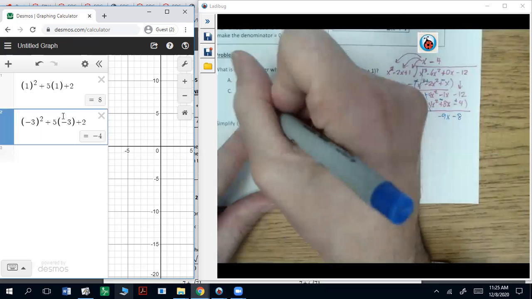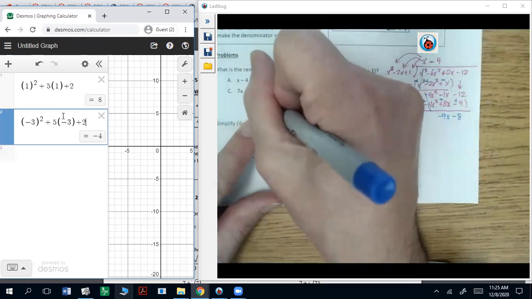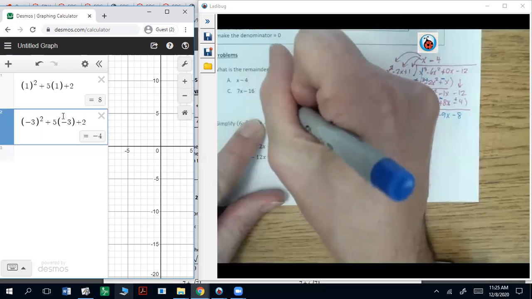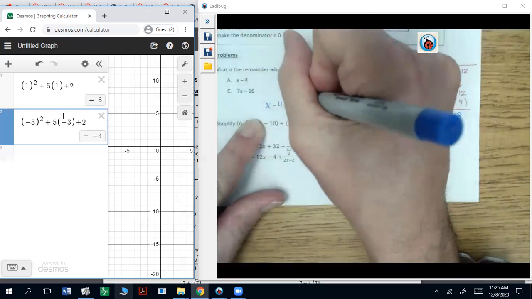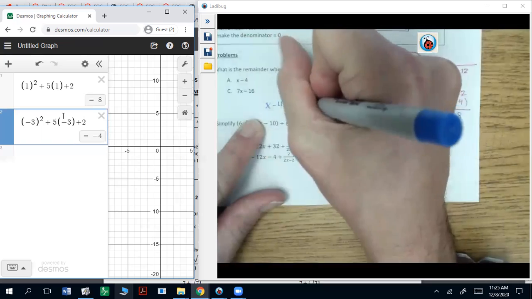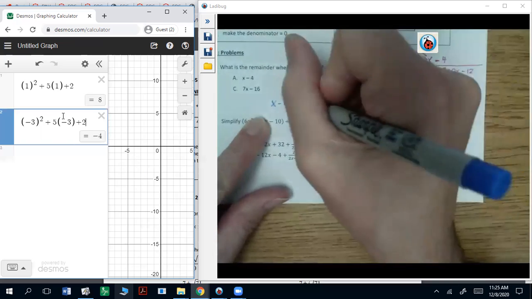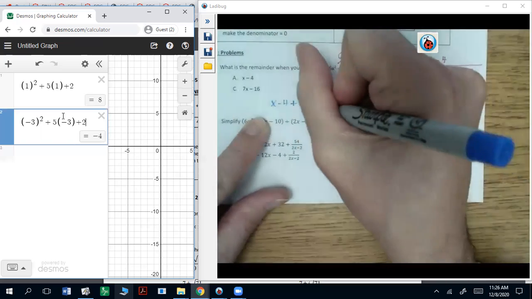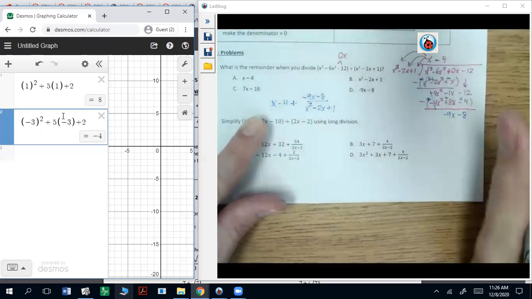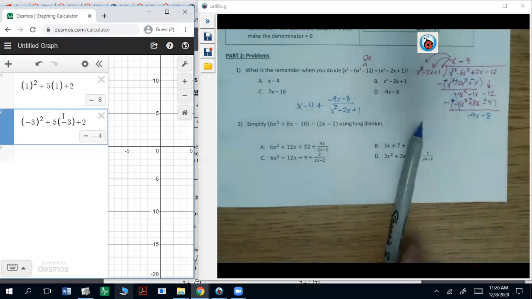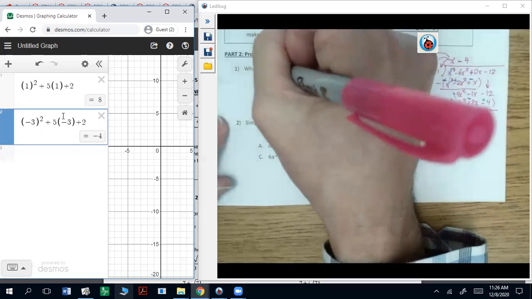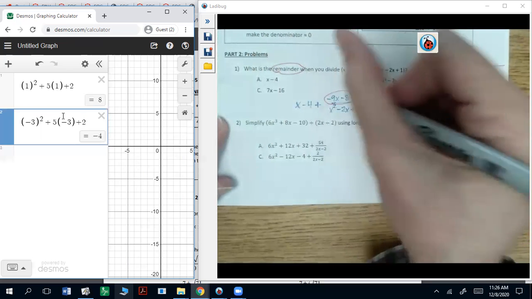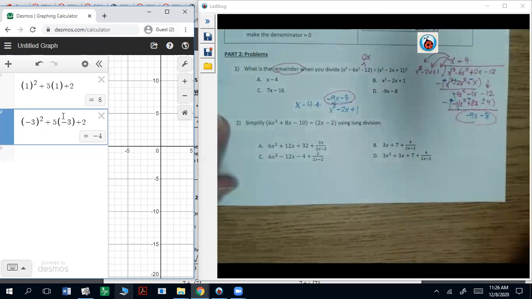So your answer is x minus 4 plus negative 9x minus 8 over x squared minus 2x plus 1. Now the question says, what's the remainder? The remainder is the negative 9x minus 8.